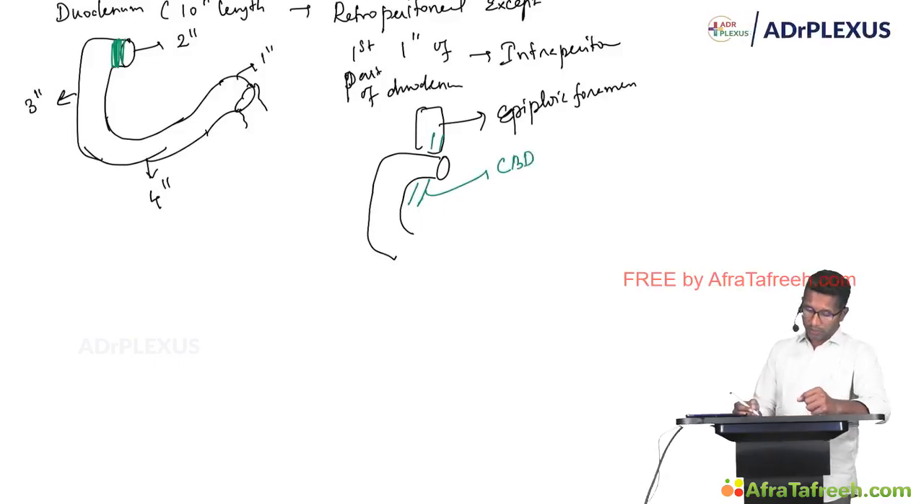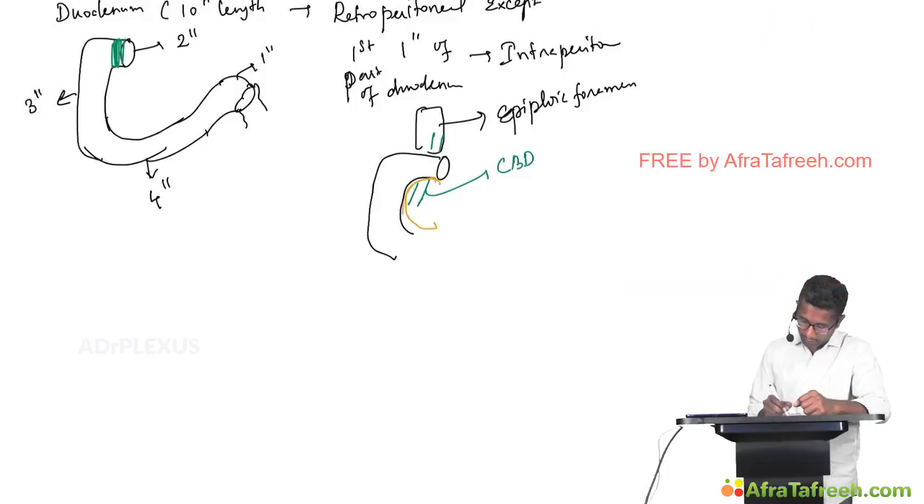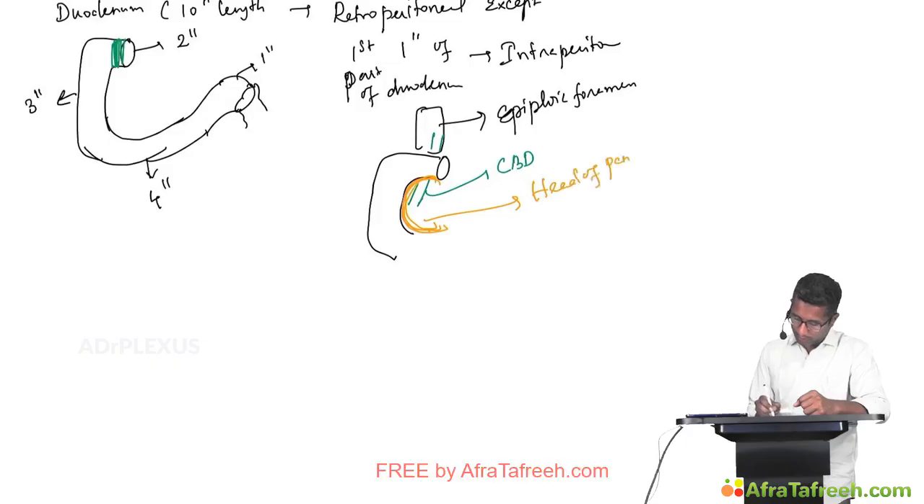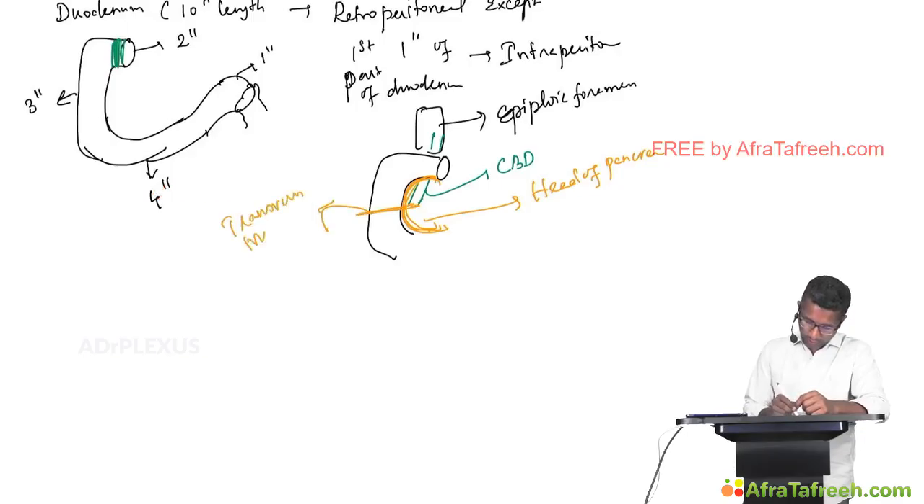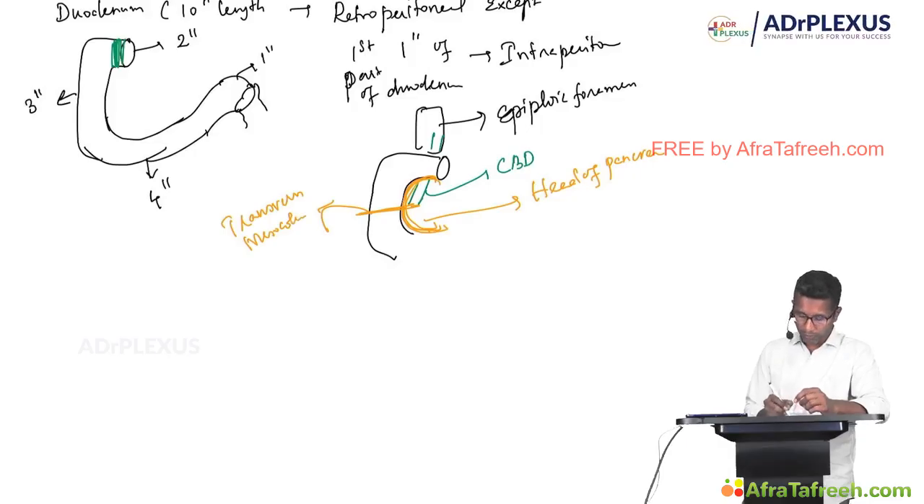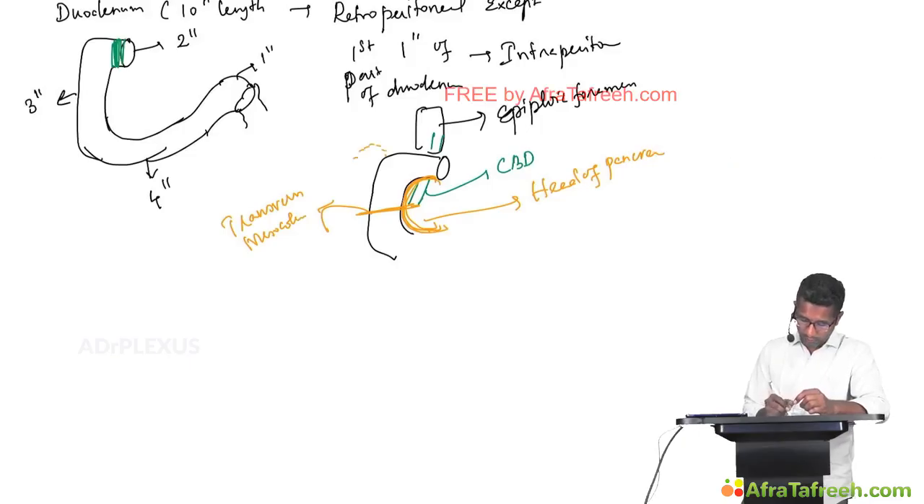The second part of the duodenum, as you all know, is related to the pancreas here. What part of the pancreas? It is related to the head of the pancreas. It is also related to the transverse mesocolon here, on the anterior side. And posteriorly it is related to the kidney.